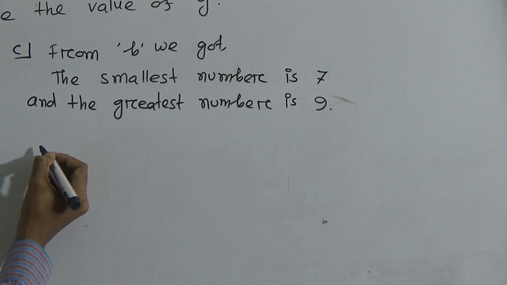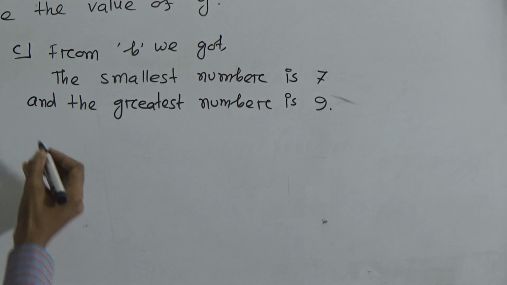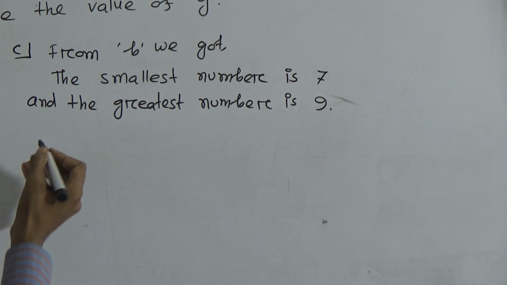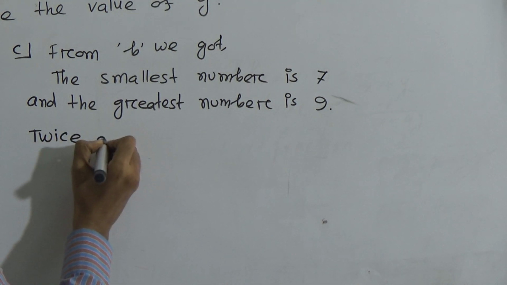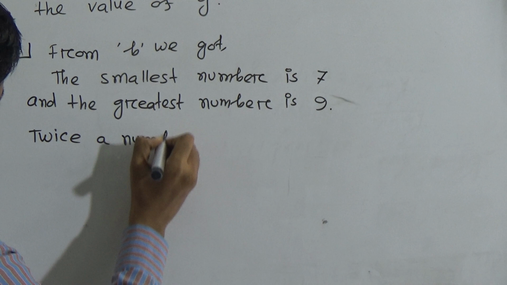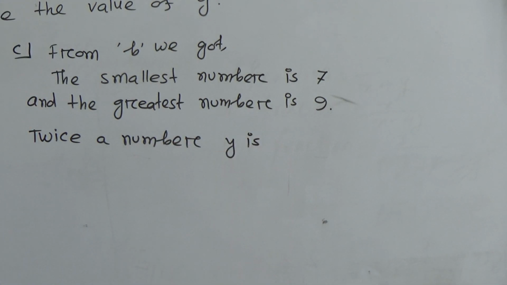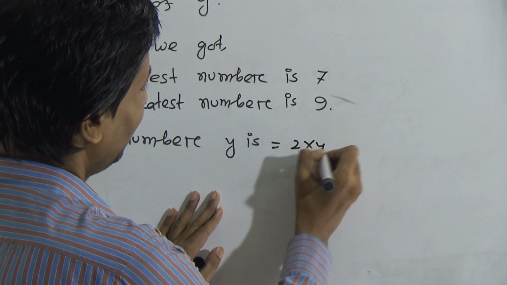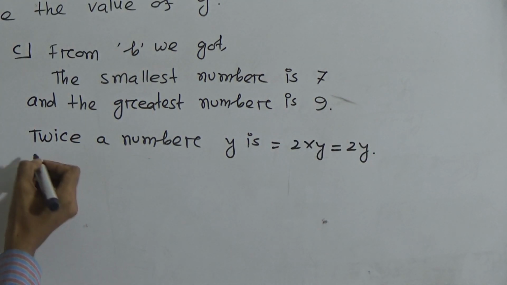All right, look, twice a number, that means what? Twice a number y, that means 2 into y, that means 2y. Okay, right here, twice a number y is 2 into y, that means 2y. Okay, now write as per the question.